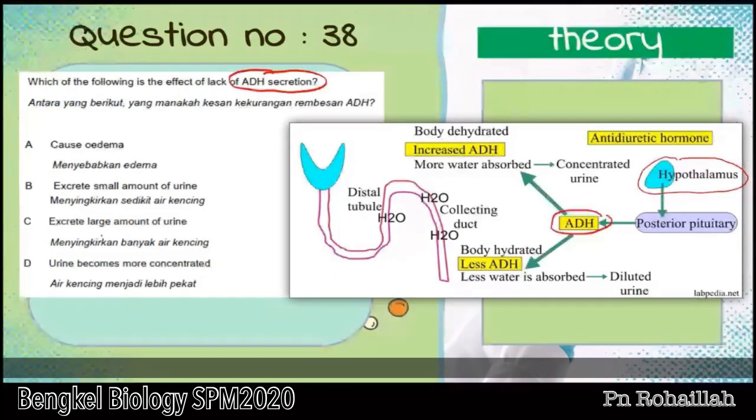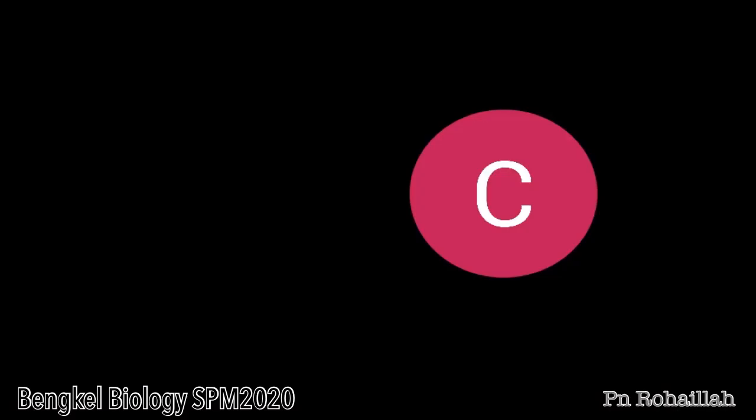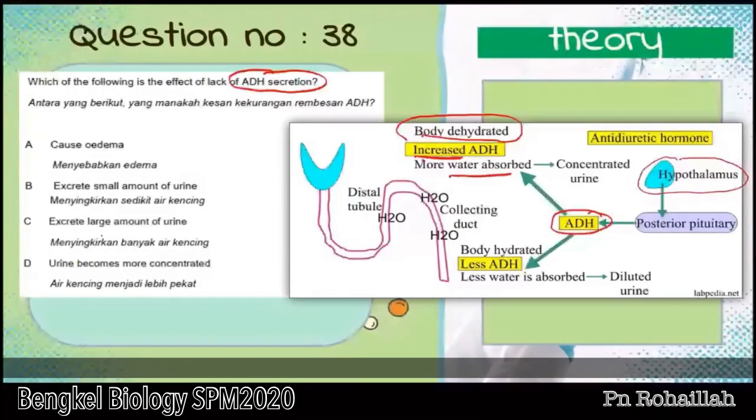So if the release of ADH hormone increases, it shows that your body is dehydrated, not enough water. So what will this hormone do? This hormone will allow the kidney to absorb more water. So what more water will be absorbed?